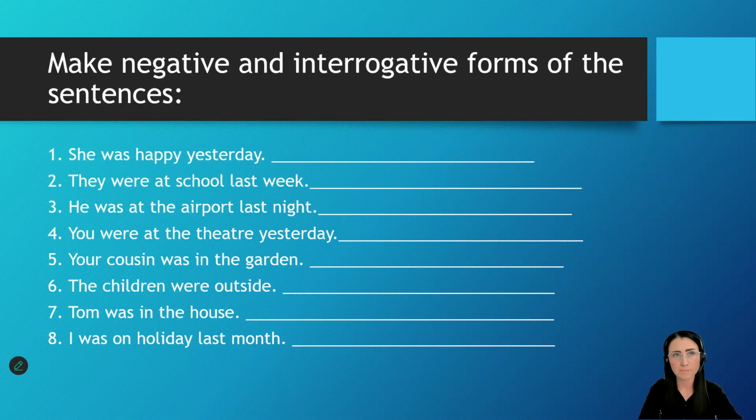Amazing. Let's make some negative and interrogative forms of the sentences. For example, she was happy yesterday. Negative form: she was not happy yesterday, or she wasn't happy yesterday. Interrogative form: was she happy yesterday? Pause this video and do the exercise in writing. Then check your answers.